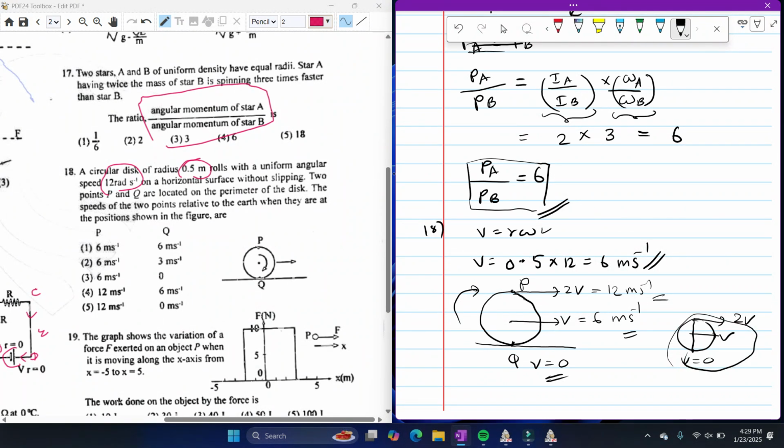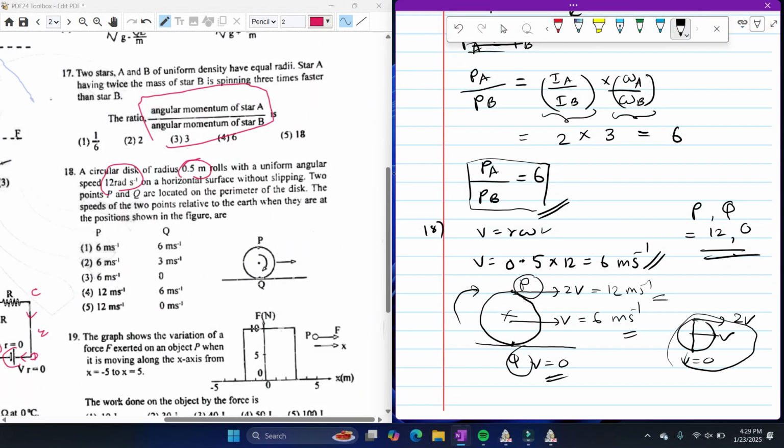This is the concept. So what they ask is the two points' positions shown in the figure, the P position and the Q position. At the P position 12, at the Q position 0. So the answer is number 5. We were asked about the P position and the Q position only, not this position.